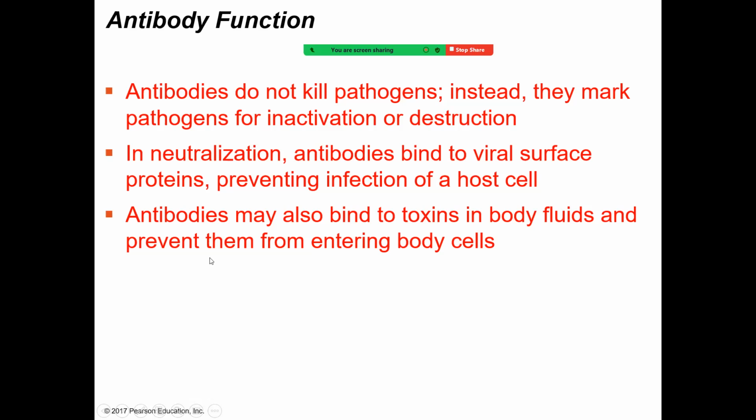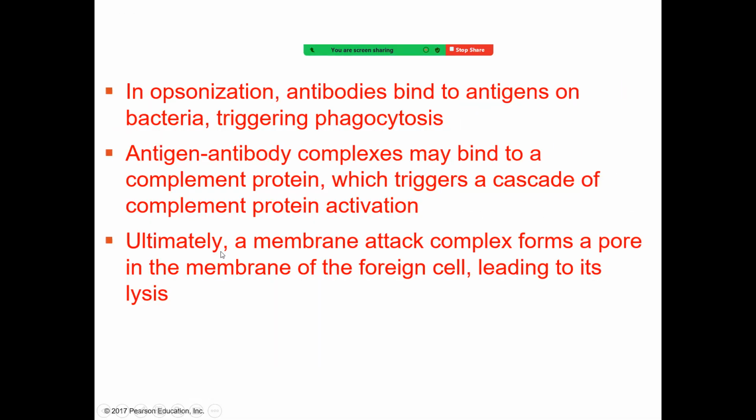The other thing that antibodies can do is bind to toxins that are found in body fluids and prevent those from entering body cells as well. So it can actually bind up any toxins that are released by viruses or by bacterial cells. Another process that's used is using these antibodies as a way to neutralize or to target the pathogen for destruction, a process called opsonization.